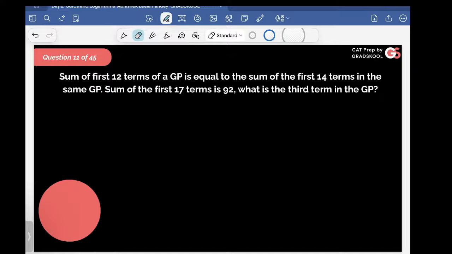As it says, sum of the first 12 terms is equal to the sum of first 14 terms. Now, can I say that the 13th term and the 14th term, they add up to 0? Can I say that?